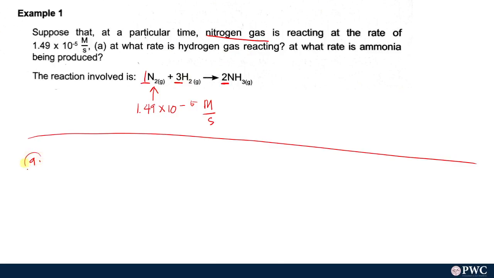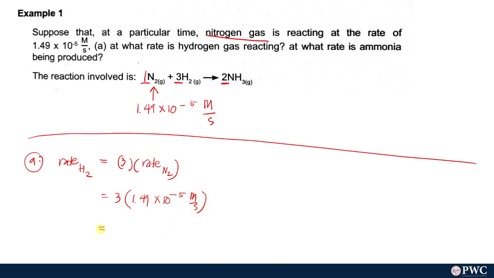So again, let's use these numbers here to determine the rate of the hydrogen gas reacting. Let's start with the first one, the rate of hydrogen gas, H2. Again, from this balanced chemical equation, we can say that the rate of H2 is 3 times the rate of the N2. The rate of N2 is given, that's 1.49 times 10 to the power of negative 5 molar per second.